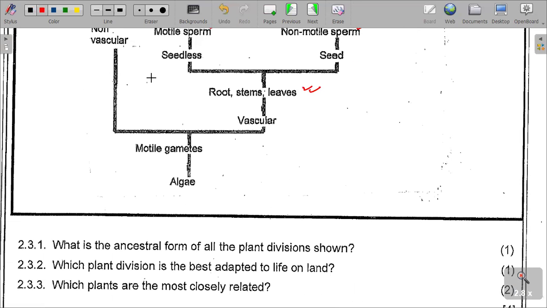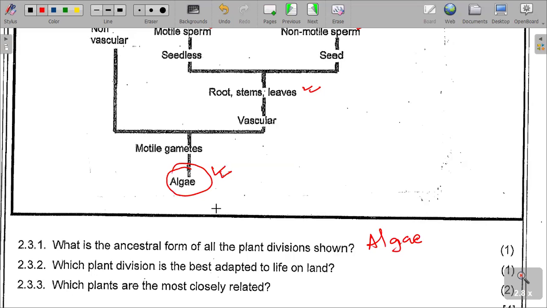Of the algae. And then question number 1 says, what is the ancestral form of all the plant divisions shown? You need to understand that where they are all starting from is the ancestral plant division, the ancestral form. So it is algae, because you identify where all the other generations originated from. Therefore, the first to be established is the ancestral form.